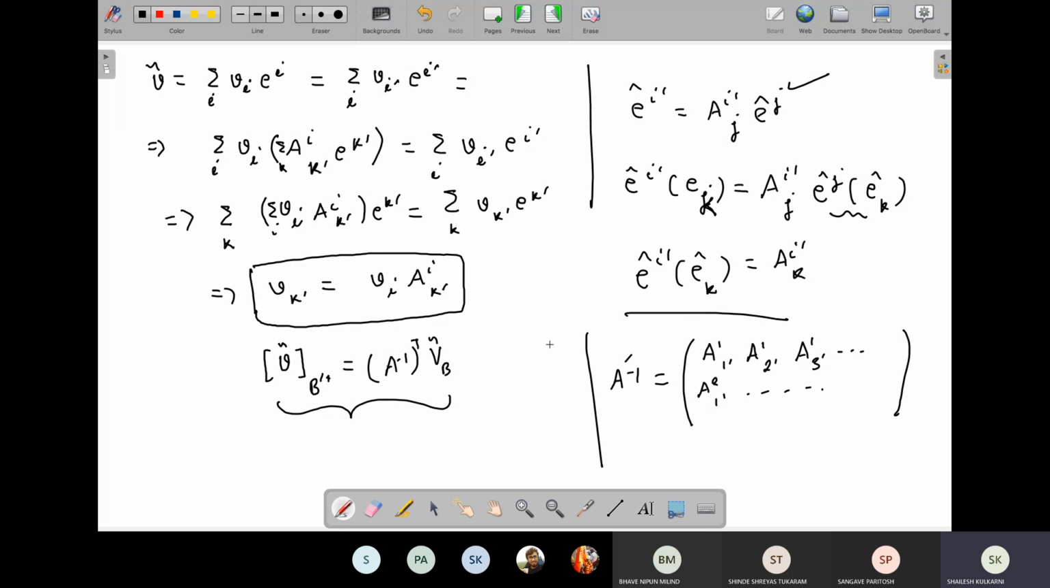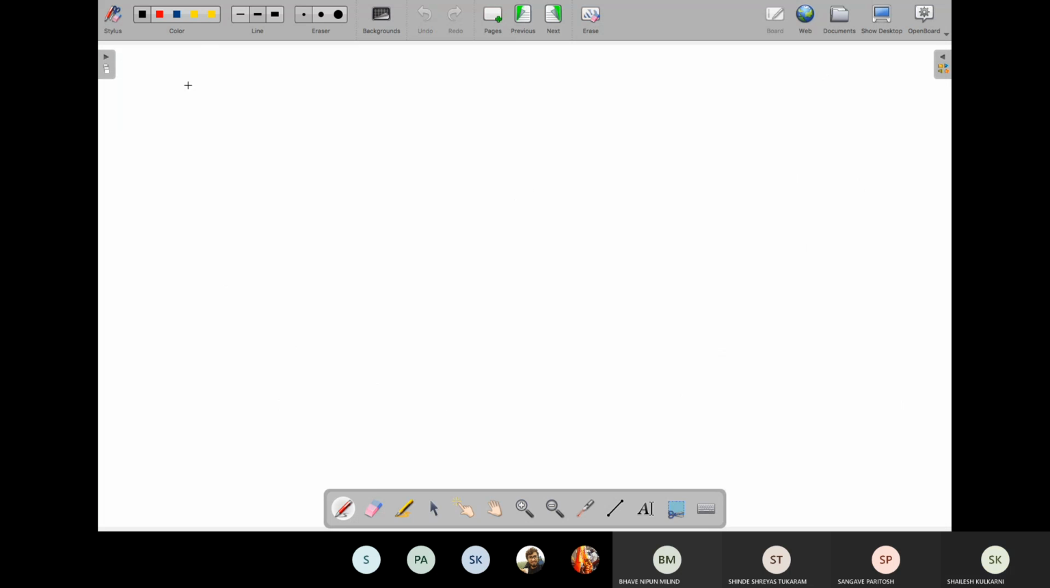In summary, to summarize these results, we have, under the change of basis, the basis in your original space will be transformed like this. Then components of a vector in your vector space will transform according to this relation. So this is for V.